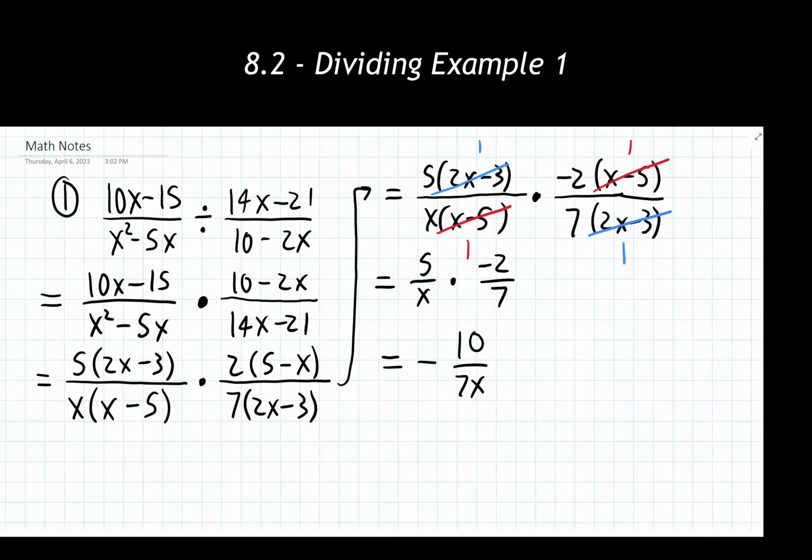Again, I always check, can I factor and cancel anything else out or reduce anything down? No, I can't. So therefore, my final answer for this problem is going to be negative 10 over 7x.